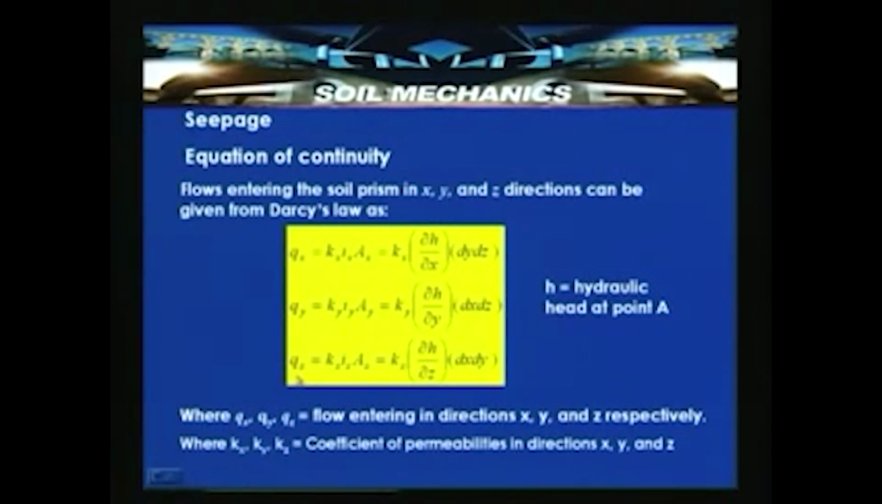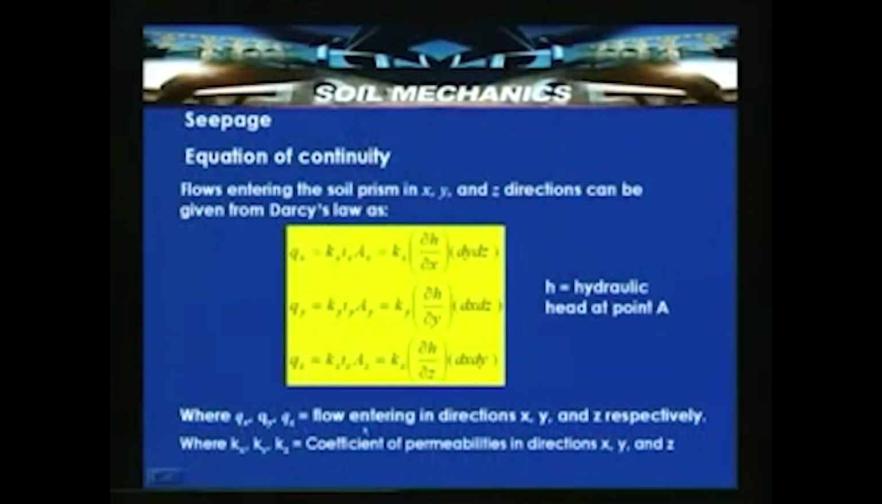In the z direction, we can write kz iz az, where kz into ∂h by ∂z into dx dy, where ∂h is a small head drop which is occurring over a length, in this case in the z direction dz. So, the ∂h by ∂z is representing the hydraulic gradient in z direction. So, these are the flows entering the soil prism.